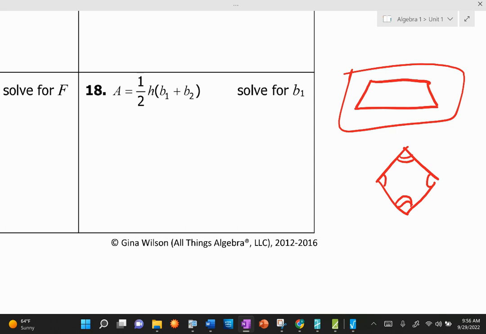All right, let's go over number 18 so y'all have plenty of time to work on your homework. We're solving for b1, okay? So you've got to work outside in. We have A equals 1/2 times the height, and that height is being multiplied by the sum of base 1 and base 2. So what do we try and get rid of first?